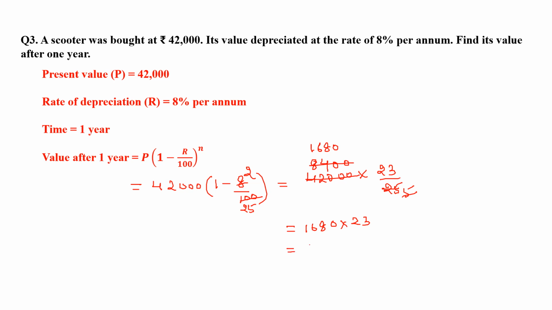And 1680 times 23, I will get my value as 38,640 rupees. So the value of this scooter after 1 year will become 38,640, and you can see initially the price was more, it was 42,000, and as it is a depreciation, the price reduced to 38,640. So I am done with the last exercise of the chapter Comparing Quantities.